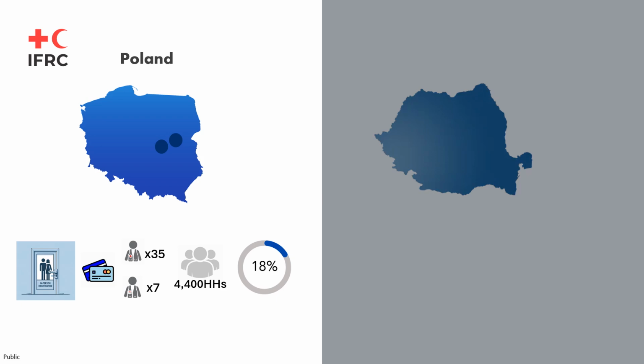So even though there was a high number of Ukrainians coming into the country, big in proportion to that 4,400 target, this was going to be the first time they ever tried distributing multi-purpose cash. And in the end, they were only able to focus on two areas, Warsaw and a town just nearby, and only reached 18% of that target.